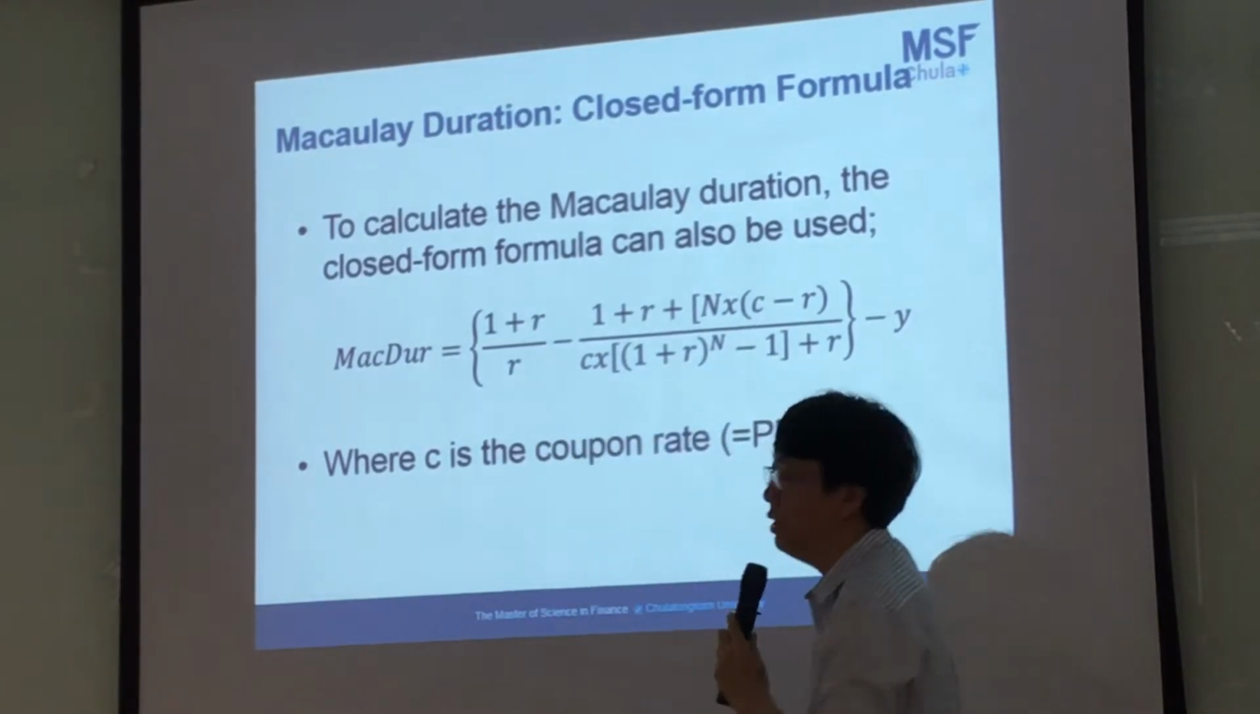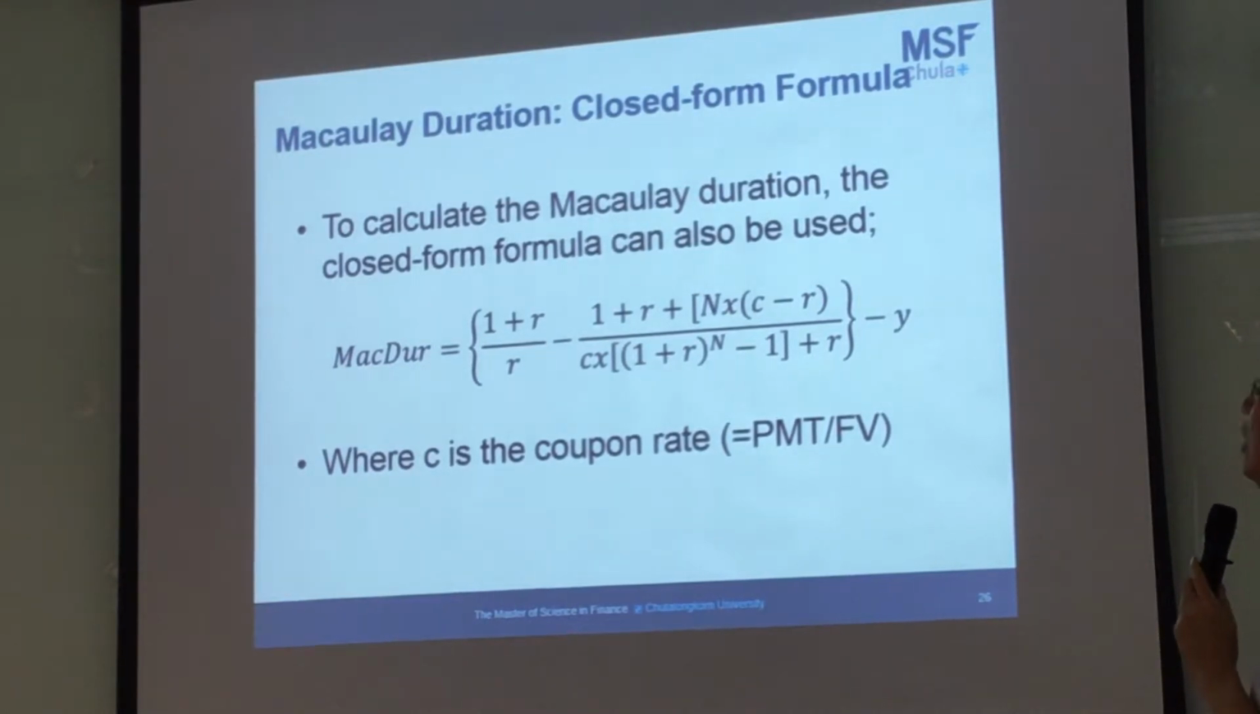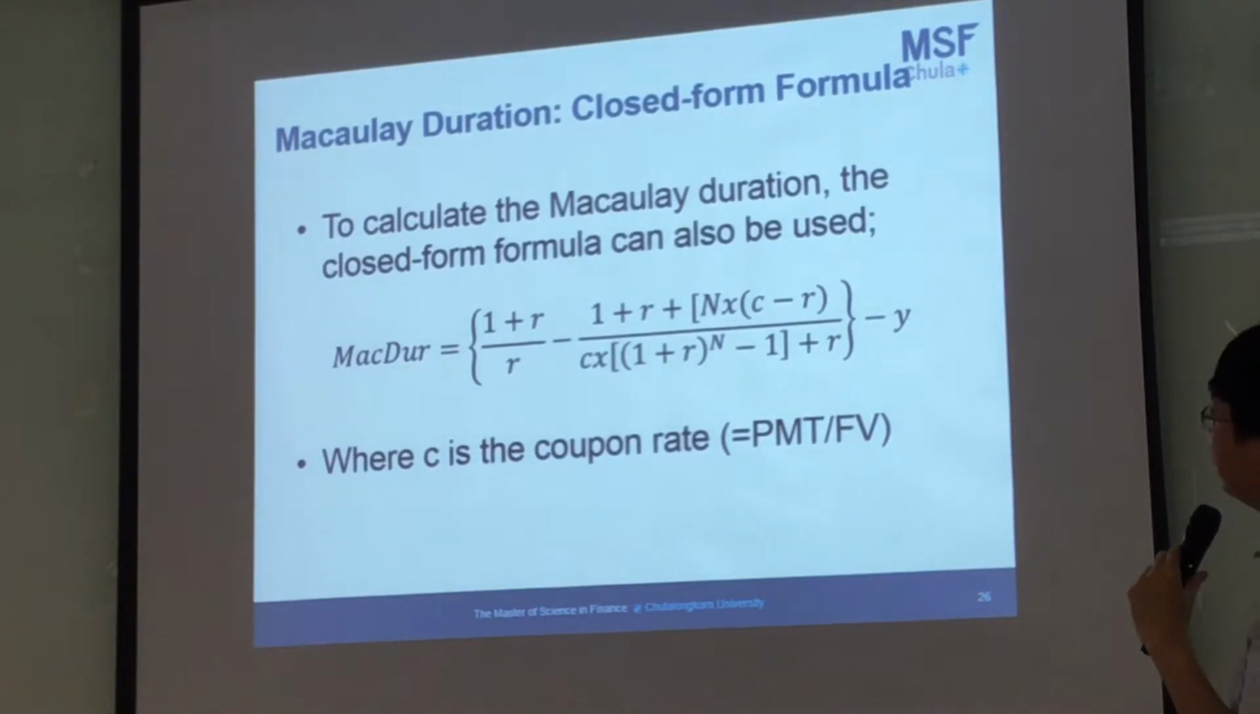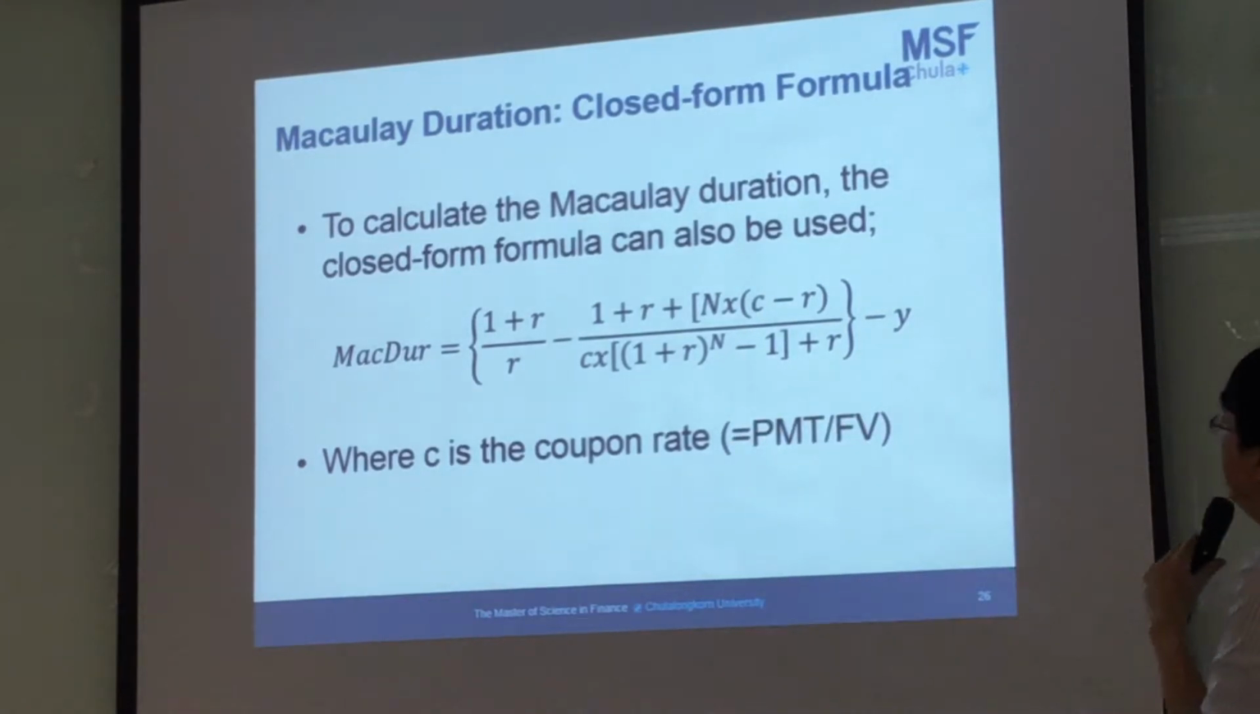R is the discount rate. Let me explain a bit more about the definition of the variables because sometimes they are mixed up. R is the yield, or the market required yield. N, the capital N, is the number of periods. C is the coupon rate.